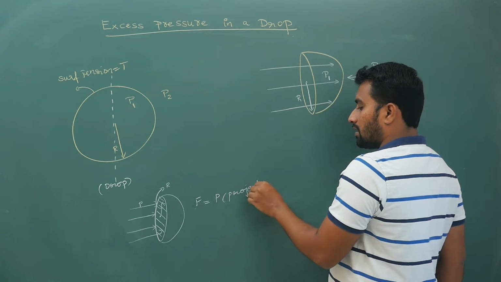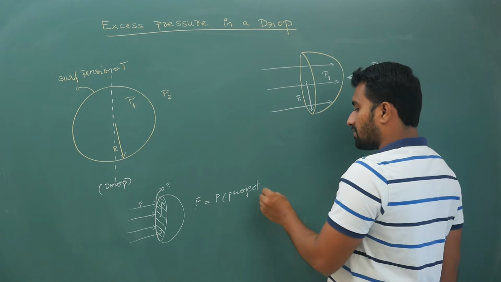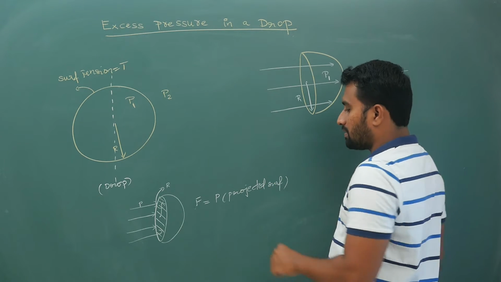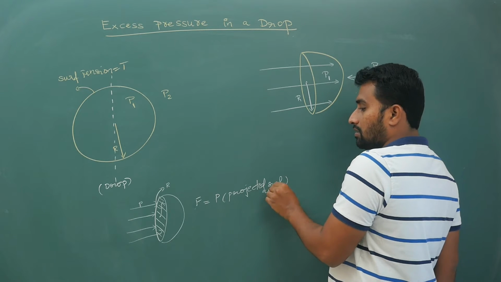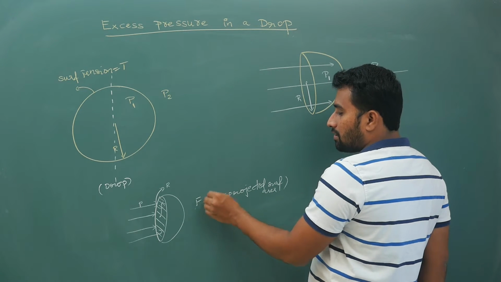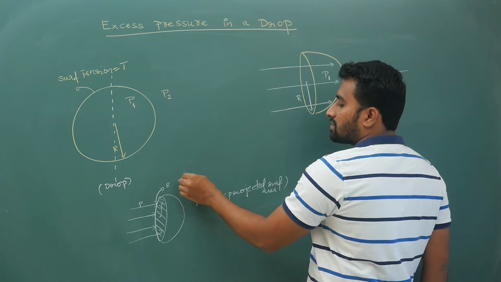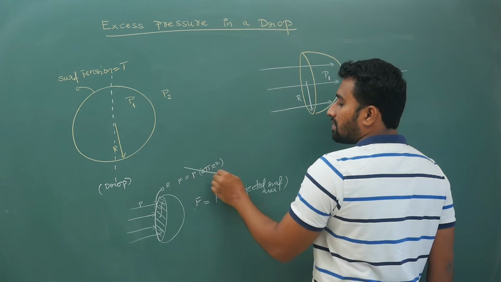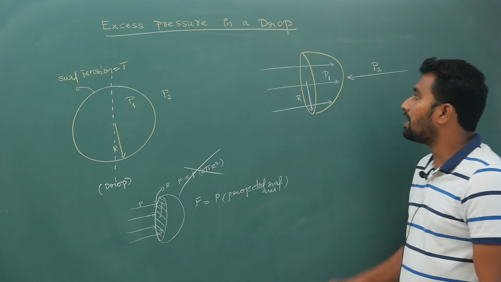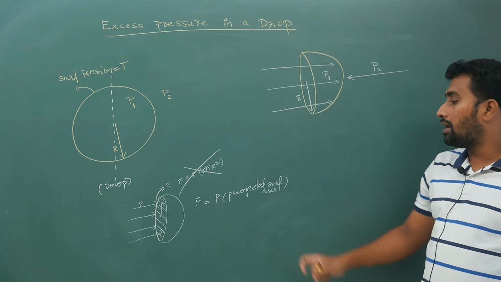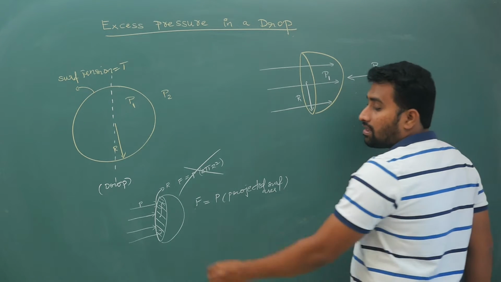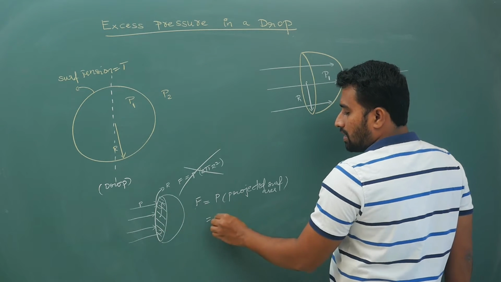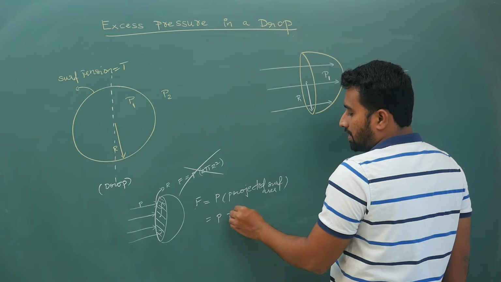If you want, you can watch my force on curved surfaces part. Pressure into projected surface area in the horizontal plane. So you cannot write force is pressure times 2 pi r square. You should not write curved surface area, that is wrong. You have to take projected or effective area, which is pi r square.